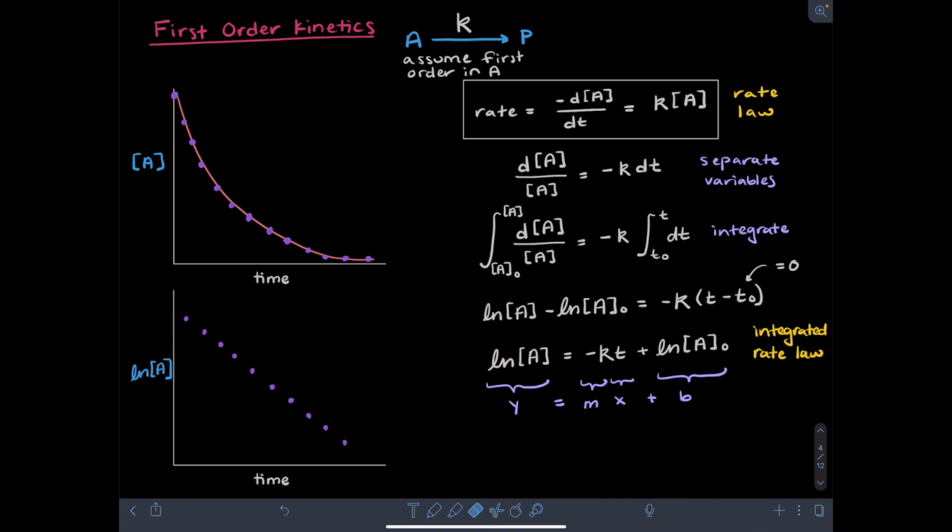Instead of just plotting the concentration of A with respect to time, instead plot the natural log of the concentration of A with respect to time. For a first-order reaction in A, this plot will give you a linear fit. The slope will be equal to negative of the rate constant, and the intercept gives you the natural log of the concentration of A at the beginning of your reaction, known as A0.